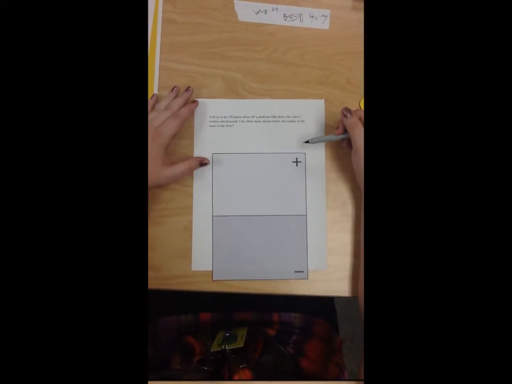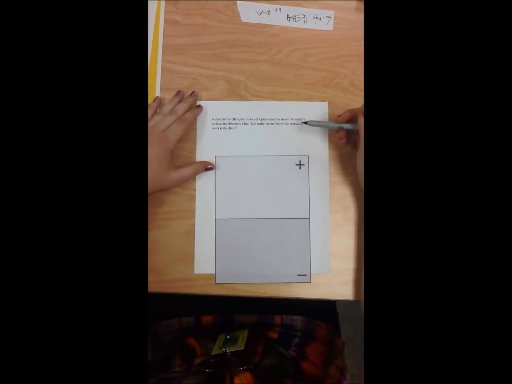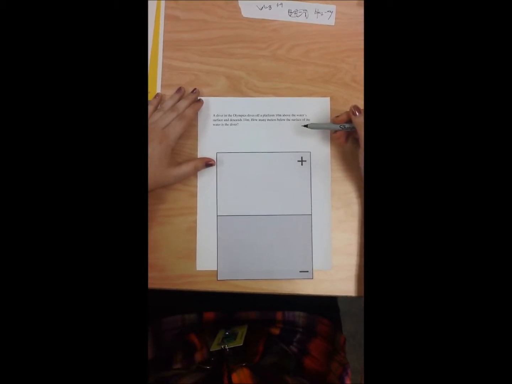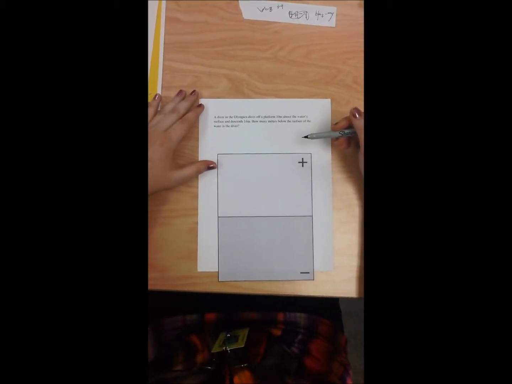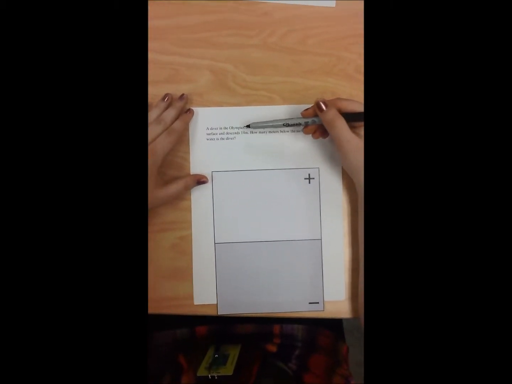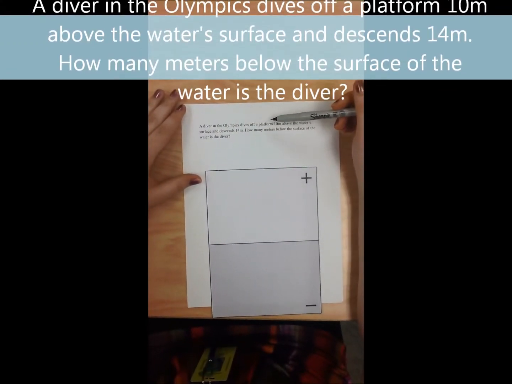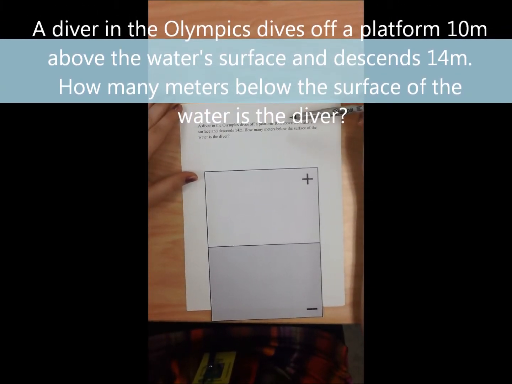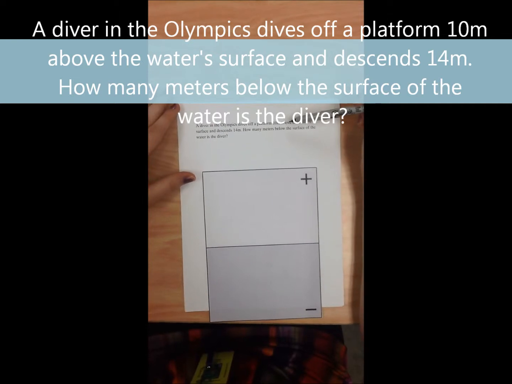Okay, now we are going to start doing example problems using word problems. Now when we have a word problem, we need to find the information from the word problem in order to create our own problem. So this problem says a diver in the Olympics dives off a platform 10 meters above the water's surface and descends 14 meters. How many meters below the surface of the water is the diver?